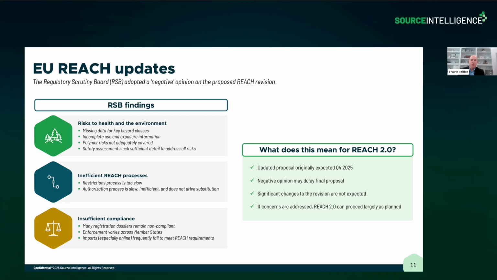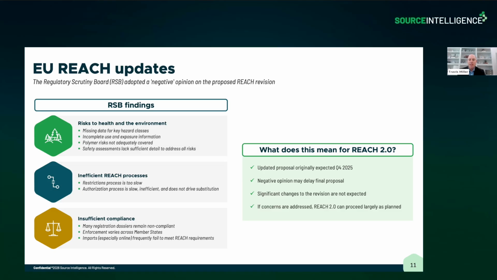Now, an analogous rule and regulation, another oldie but goodie, has been the EU REACH regulation. That's the registration, evaluation, authorization, and restriction of chemicals. Every several years, the REACH regulation goes through evaluation by the Regulatory Scrutiny Board, or the RSB. And what they found is that they generally have a negative opinion of the proposed REACH revisions.